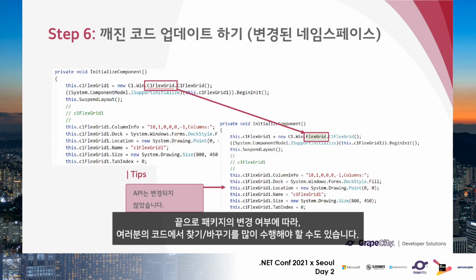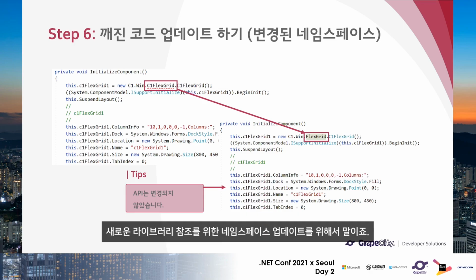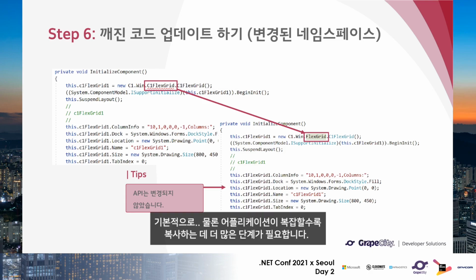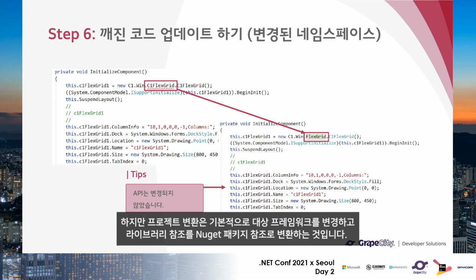Lastly, depending on if there are any changes to these packages, you'll have to do a mass find and replace in your code to update the namespaces and references to the new libraries. That's basically it. Of course, the more complex your application is, the more steps it will take to copy things, but converting the project is basically changing the target framework and converting the library references to NuGet package references.